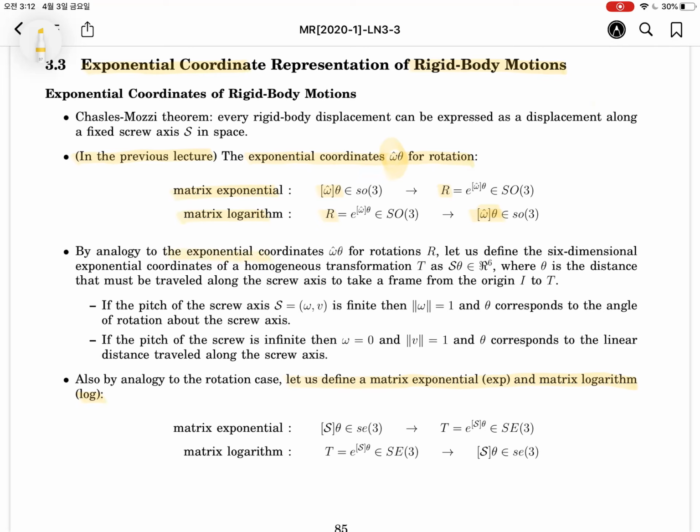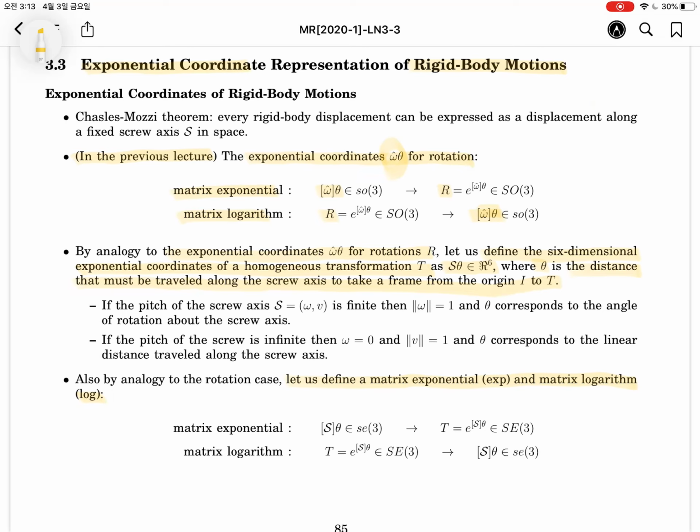Okay, by analogy to the exponential coordinate omega theta for rotation, let's define the six-dimensional exponential coordinate of the homogeneous transformation, denoted by S theta in R6 space. Here, theta is defined as the distance that must be traveled along the screw axis to take the frame from the origin to the homogeneous transform.